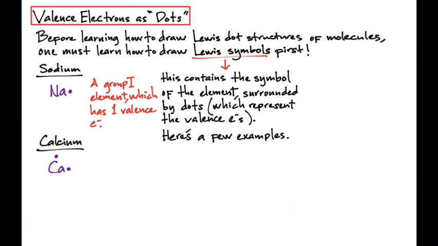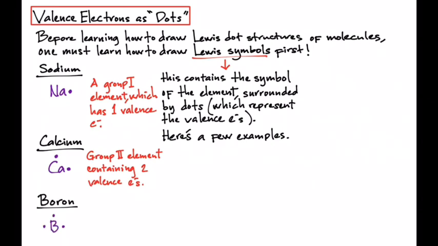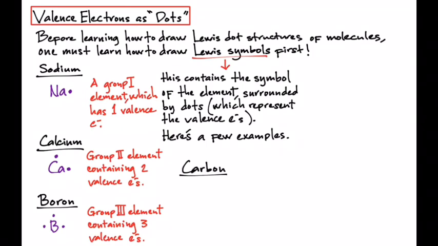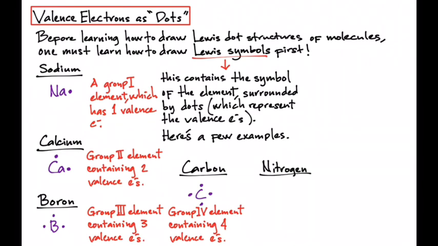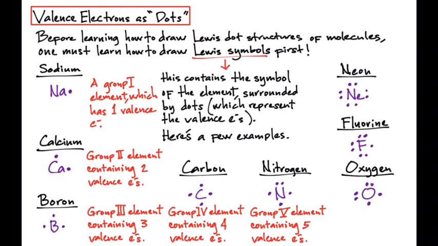And then we can do the same thing for other elements. For example, in group 3, we have boron, which has 3 valence electrons, 3 dots. Carbon has 4 valence electrons, so it has 4 dots. Nitrogen has 5 valence electrons, so 5 dots. 6 dots for oxygen, 7 for fluorine, and 8 for neon, which is one of the noble gases in group 8, group 8A in the periodic table.